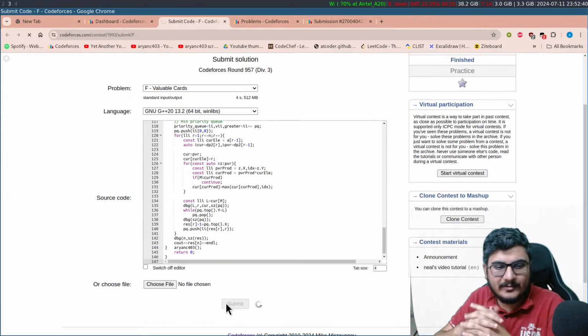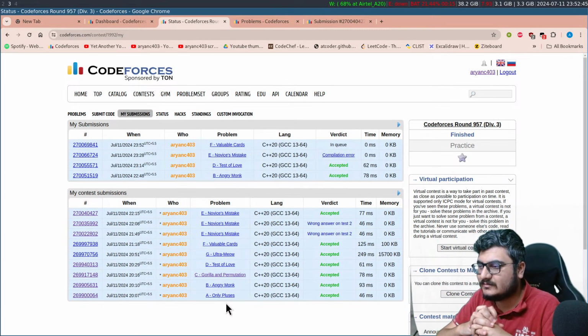So this was my solution for problem F. Any questions on this one before we move to problem G? That would be the last problem.